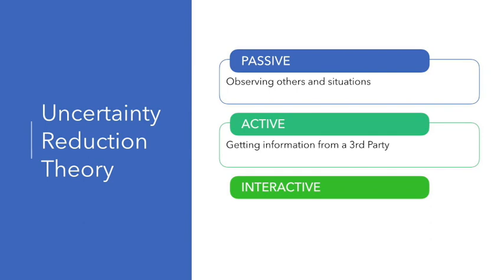And then the third strategy is what we call interactive. Interactive is directly communicating with the person who has the greatest chance of reducing our uncertainty, also known as talking directly to the person.